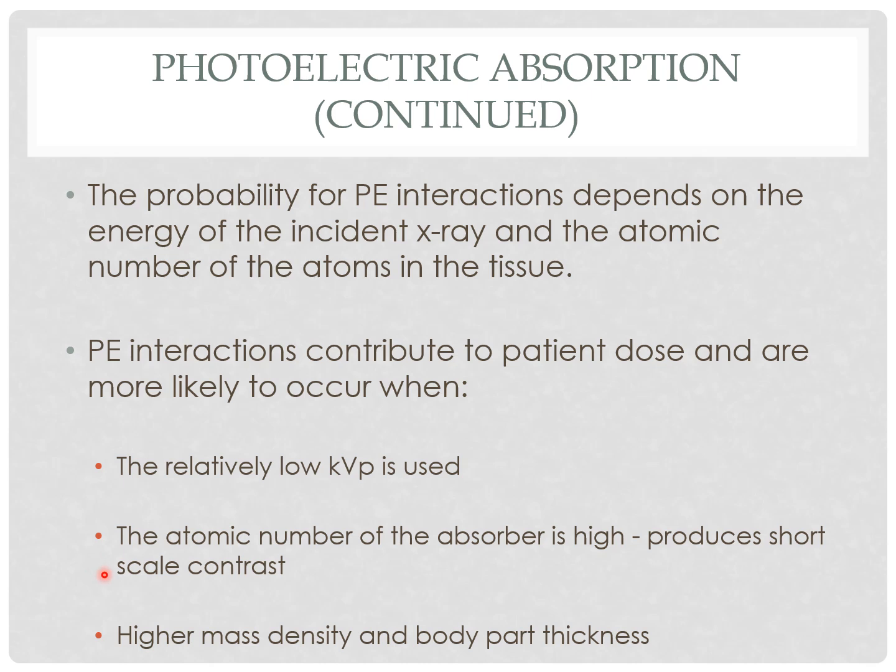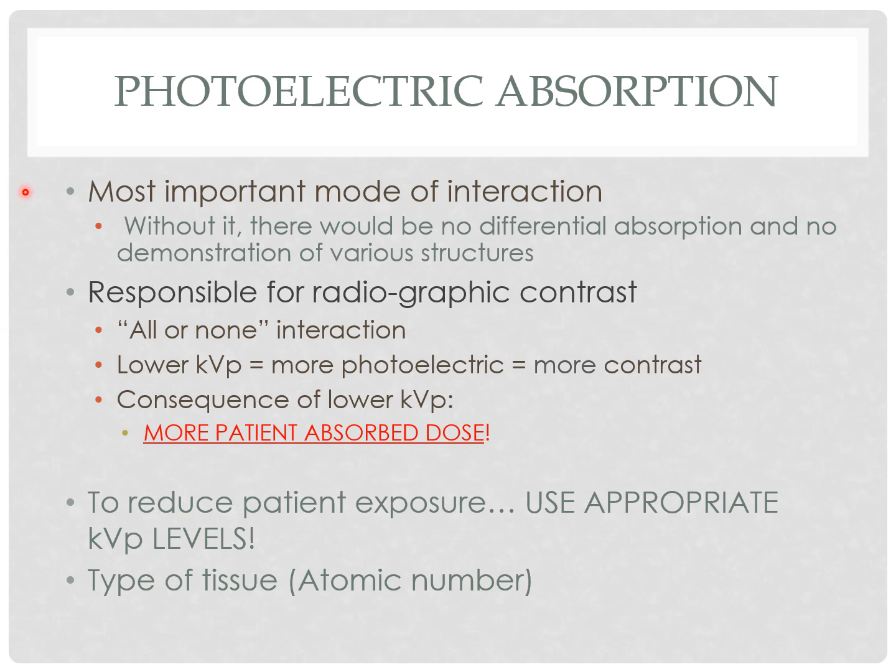So if it hits bone, it's going to produce a short scale contrast since the atomic number is about 13. Higher mass density and body part thickness: the thicker the part, the more dense the part is, it's going to create more absorption. It is the most important mode of interaction; without it, there would be no different absorption and no demonstration of various structures. Responsible for radiographic contrast, all or none interaction.